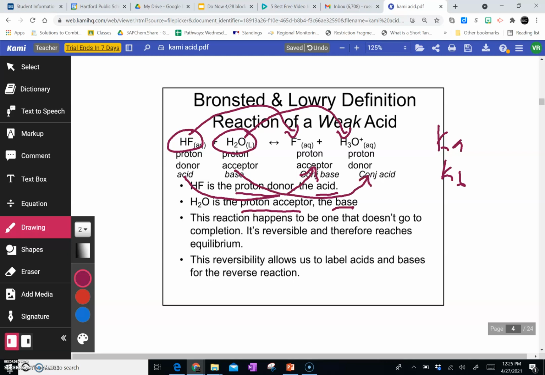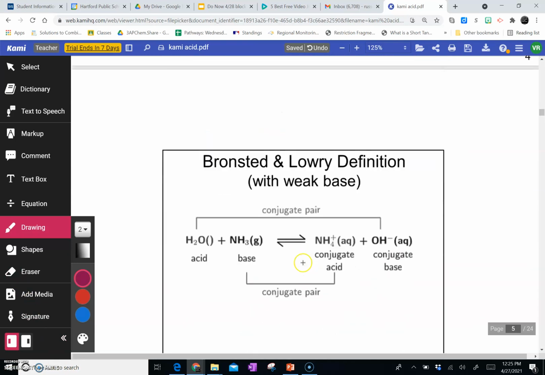Because if you wrote the reaction in this direction, this one would be acting like an acid because it would be becoming water, and this one would be acting like a base because it would be accepting H+. So every acid has a conjugate base, and that's what it becomes after it releases its H+, and every base has a conjugate acid, which is what it becomes after it gains H+. And we're going to practice with that now.